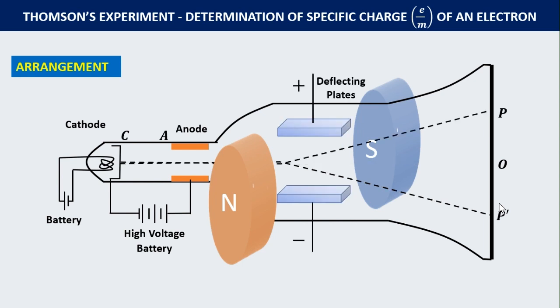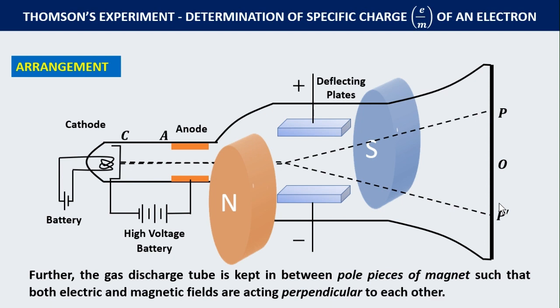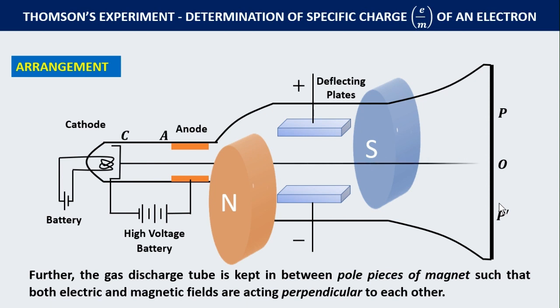Now we apply both electric and magnetic field. What would happen? The electron beam goes neither vertically up nor vertically down. It will go straight and hit the screen once again at the original place O. Further, the gas discharge tube is kept in between the poles of the magnet such that both electric and magnetic fields are acting perpendicular to each other and perpendicular to the direction of flow of cathode ray. No upward deflection, no downward deflection, only straight line path of cathode ray hits O.